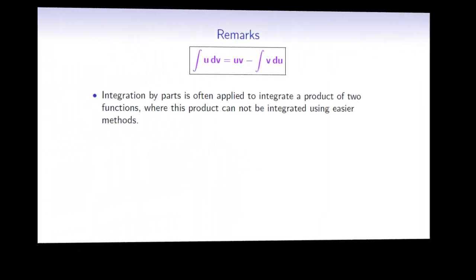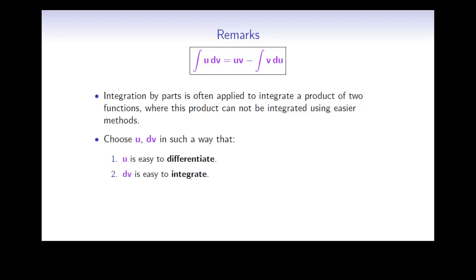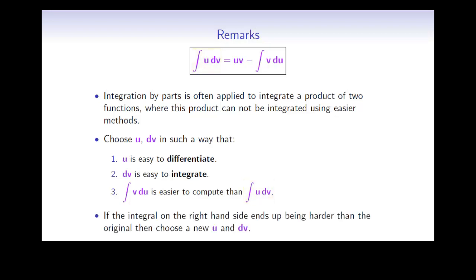Here are a number of remarks. Integration by parts is often used to integrate a product of two functions. However, it can also be used for other types of integrals. When you choose u and v, you should try to choose u so that it's easy to differentiate, and you should try to ensure that dv is easy to integrate. You are also hoping that the new integral, the integral of v du, is easier to compute than the original integral, the integral of u dv.